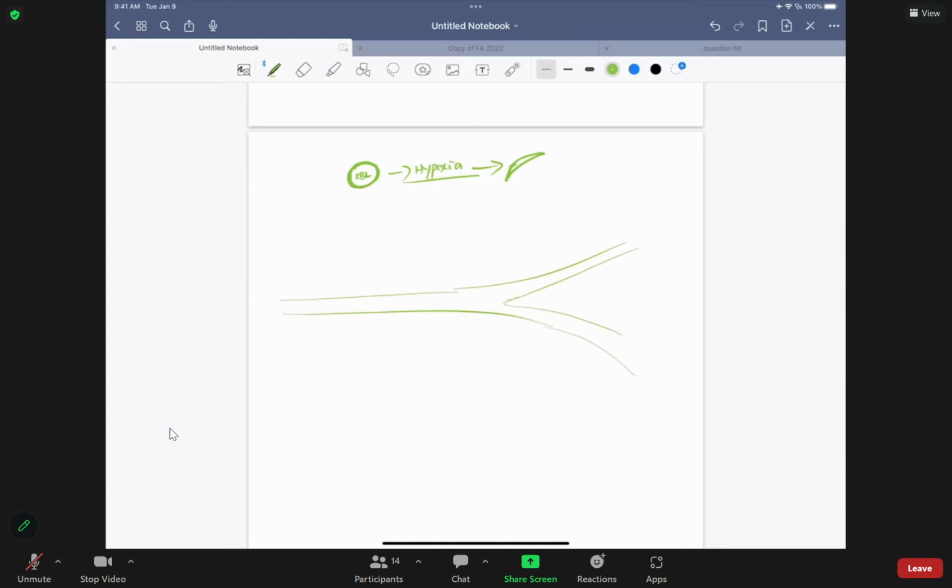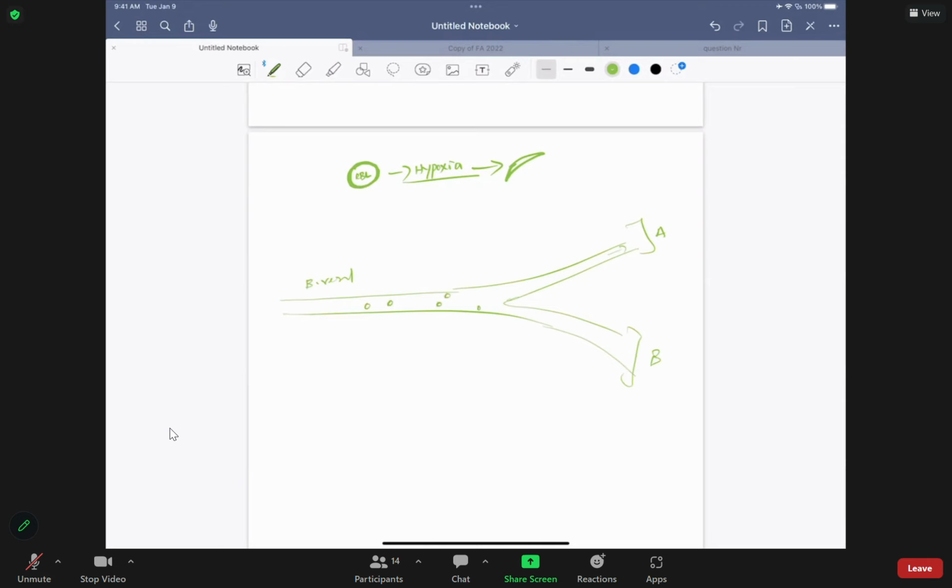So let's say this is one blood vessel, right? This goes into 2 branches, okay? Let's say this blood vessel goes to organ A, and this goes to organ B. They're going to different organs. Normal red blood cells, no problem, they are going through.